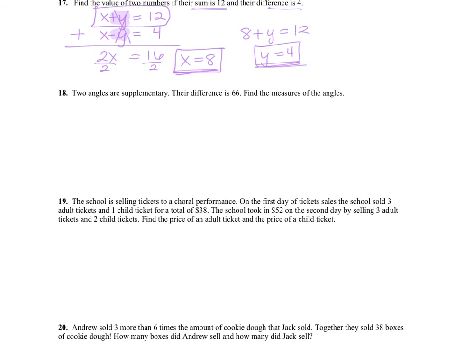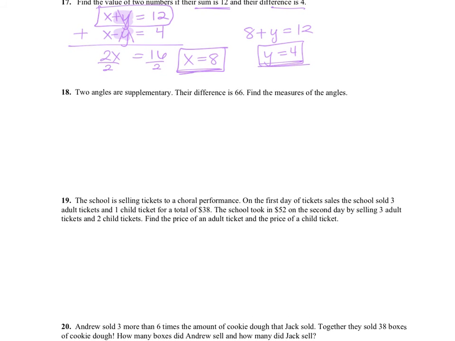Number 18, it says, and you might want to just try these on your own first. Just test yourself. See if you've got this on your own before you listen to me do it. It says two angles are supplementary. Their difference is 66. Okay, so supplementary, their difference is 66. Find the measure of the angles.